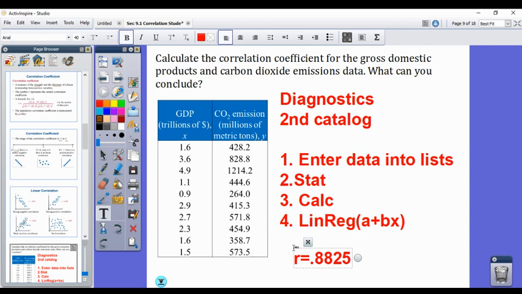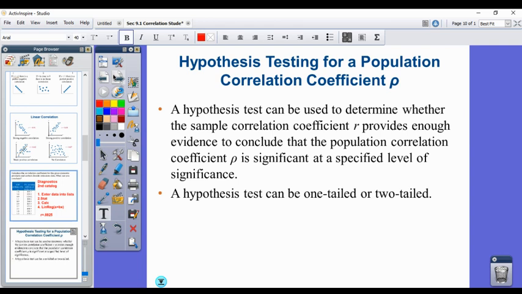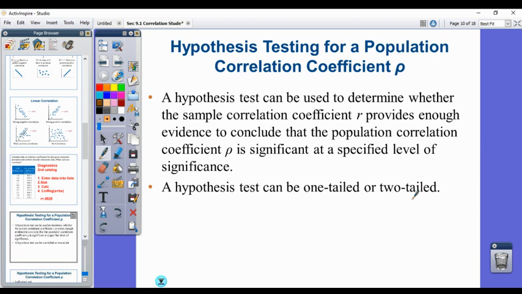Okay, so you're probably getting a little bit sick of hypothesis testing. All right, so we're still going to be using this, and it's going to help us determine whether or not the sample correlation coefficient has enough evidence to conclude something about our population correlation coefficient, right? And our hypothesis test, as you know, can be one-tailed or two-tailed.